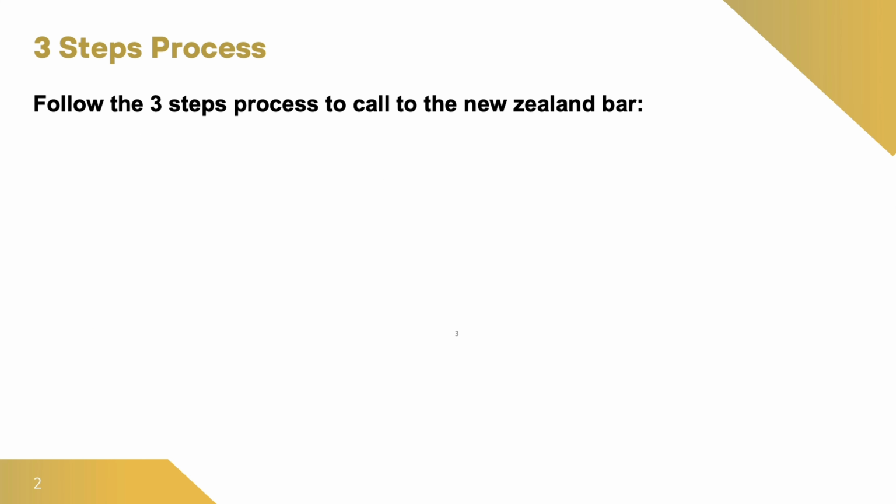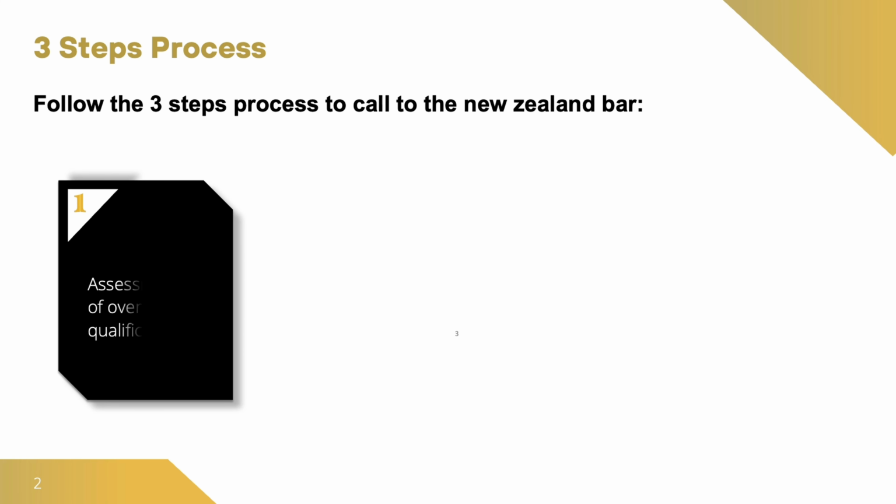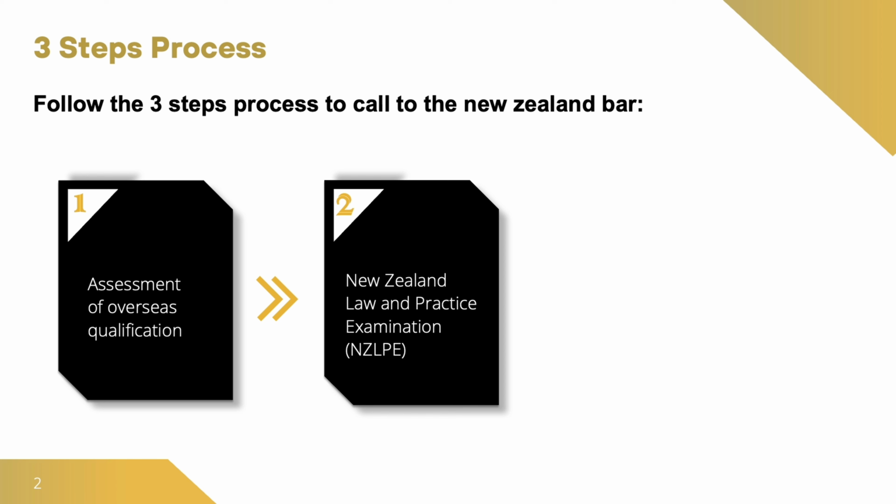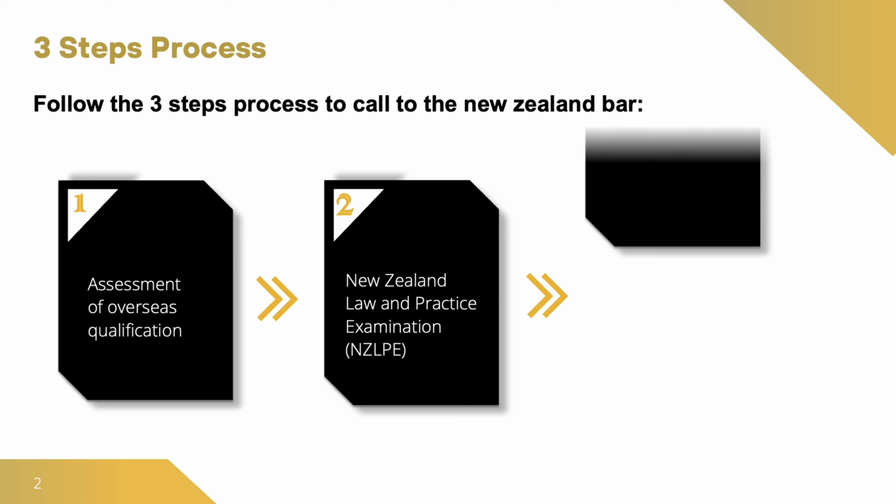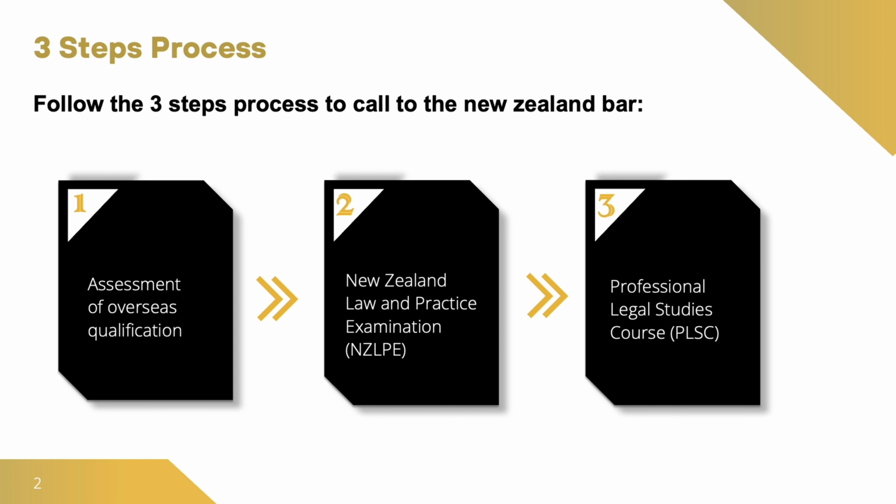So the 3 steps process are, first of all, assessment of overseas qualification, which is an administrative exercise run by the New Zealand Council of Legal Education. Secondly, you have the New Zealand Law and Practice Examination, which is the conversion course. Thirdly, you have the Professional Legal Studies course, which is the actual bar exams.